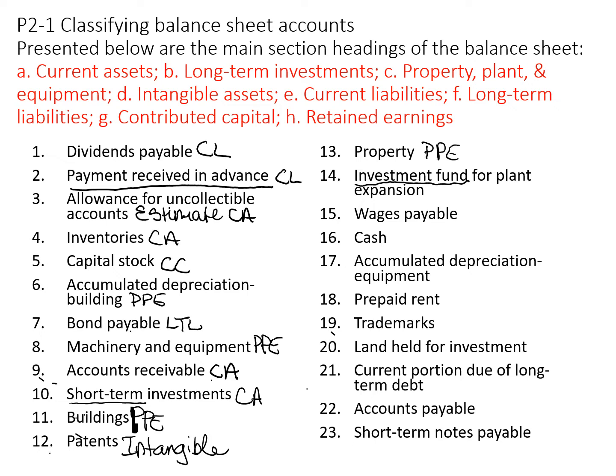Investment fund. This is kind of like a savings account because you're saving up to expand your plant. It's an investment account because you're saving, and you're saving for more than a year. Wages payable. Employees don't wait long. That's a current liability. Cash, the most liquid of all assets, is a current asset. Accumulated depreciation equipment. Property, plant, and equipment. I changed the color. Prepaid rent is prepaids. That's where you paid your rent before it was due, so it's a current asset. Trademarks is another intangible.